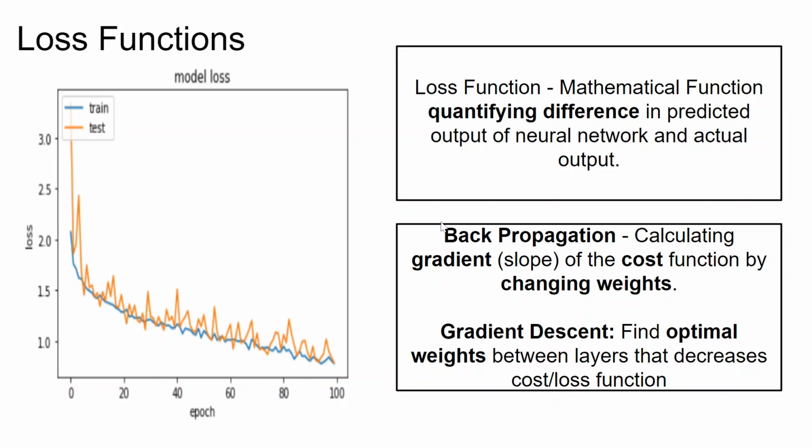In backpropagation, we calculate the slope of the cost function, and we use those to change the weights, because remember, the weights of a neural network, W and B, make all the difference in how the model predicts, and so we have to optimize those weights. For that, we use the gradient descent algorithm. We find optimal weights between layers that decrease this cost and loss function. We'll get into the specifics in just a second, but just remember, loss functions make up backpropagation, and we want to optimize those loss functions. That's why we use gradient descent.